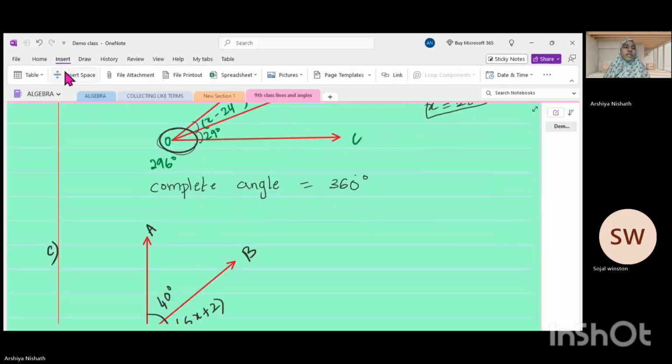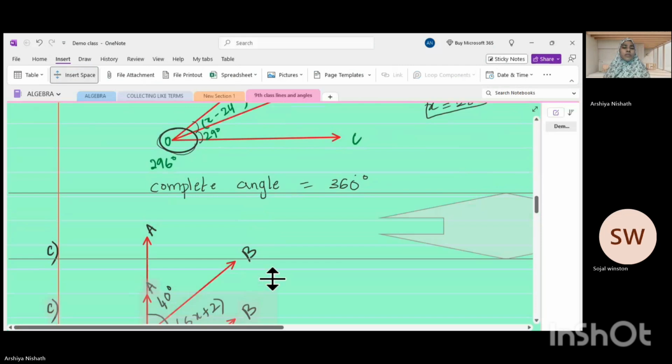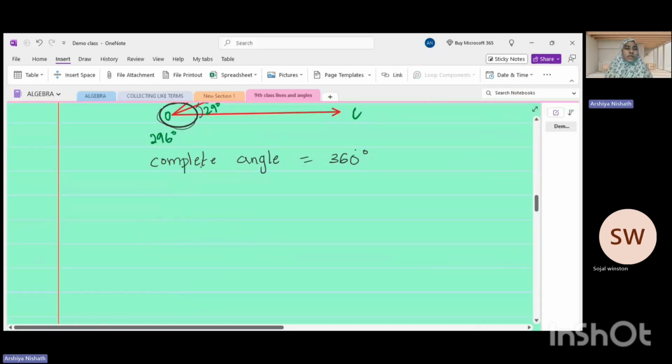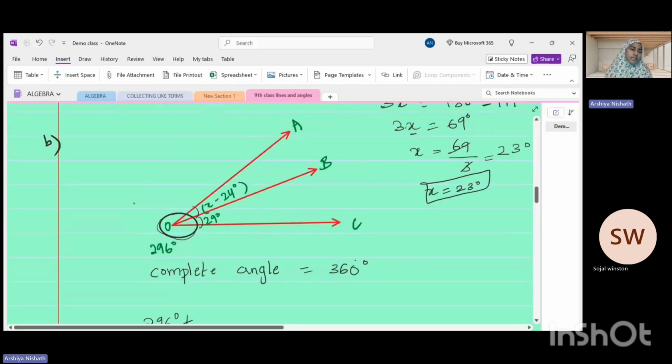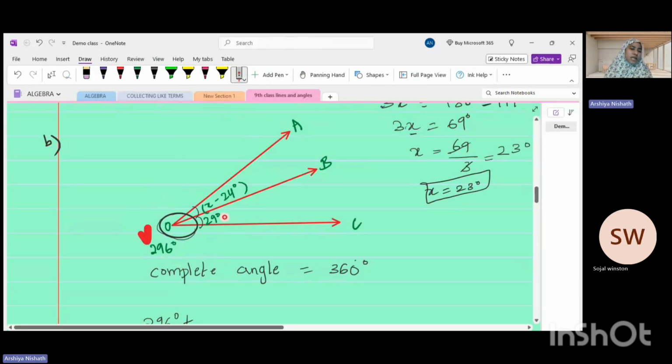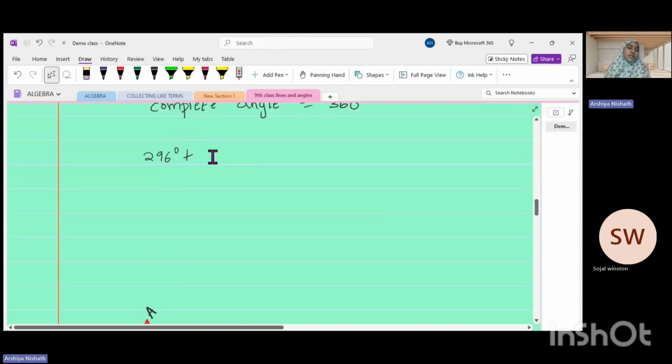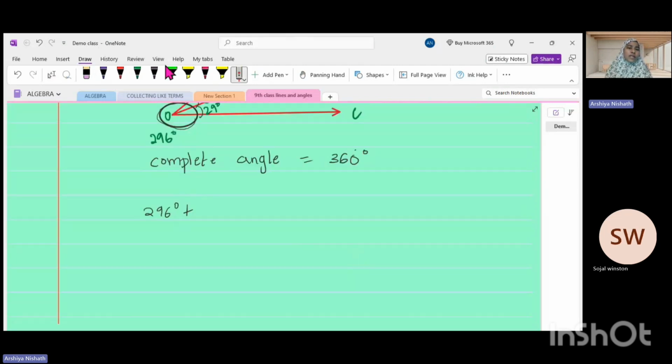Let us do this problem. See here, how we can do it: a complete angle is 360 degrees. So what are the given angles? Quickly write down the given angles. One I can see here is 296 degrees. One angle is this side, 296. Another angle is 29. And the other angle is this one. Quickly add it.